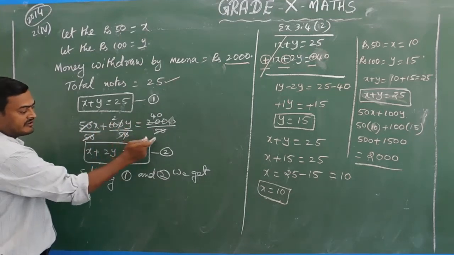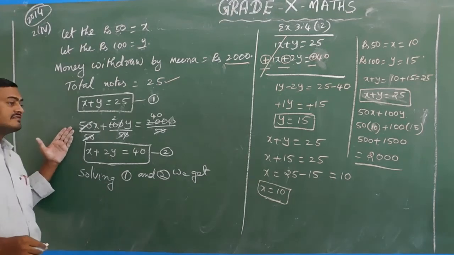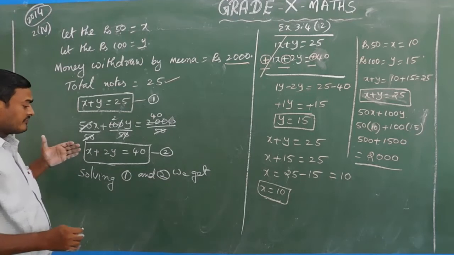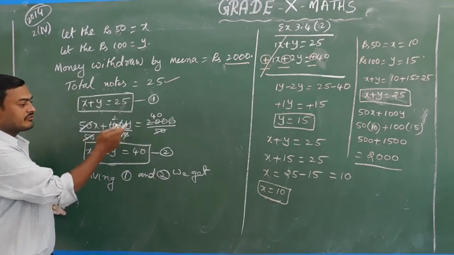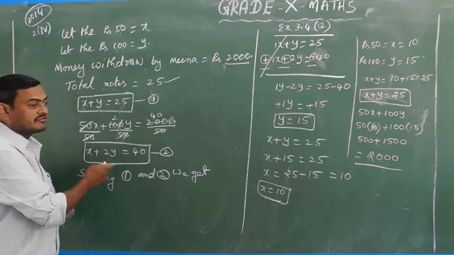So divide by 50, which means we get x plus 2y equal to 40. Why am I dividing like this? For easy calculation. That's why I am dividing every term by 50. Then x plus 2y equal to 40 came. This is equation number 2.